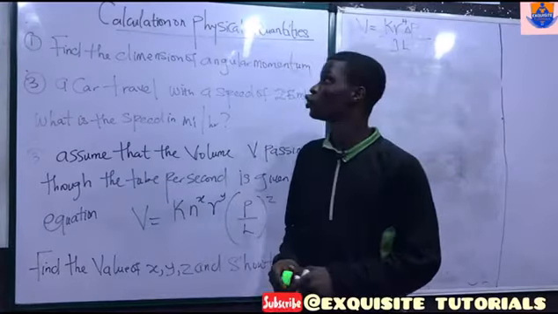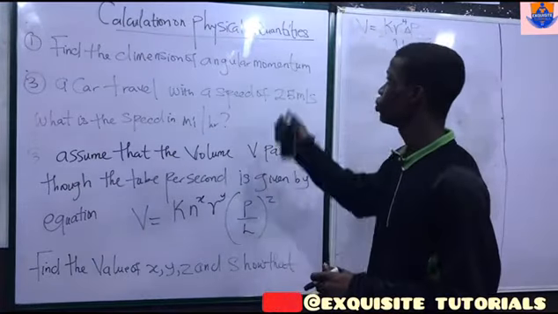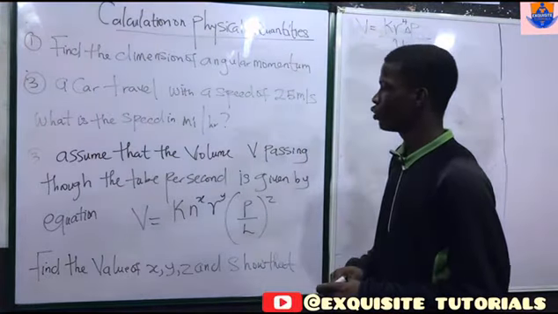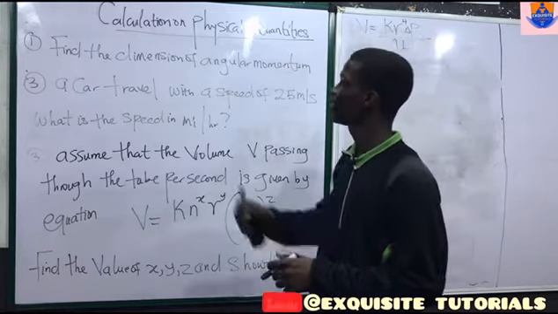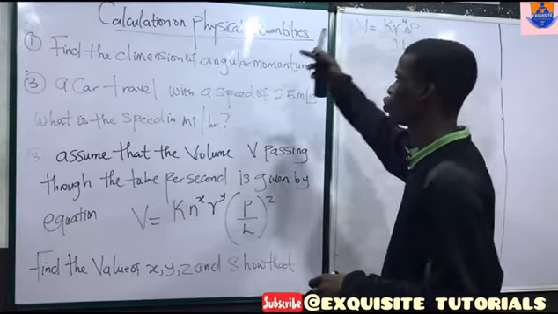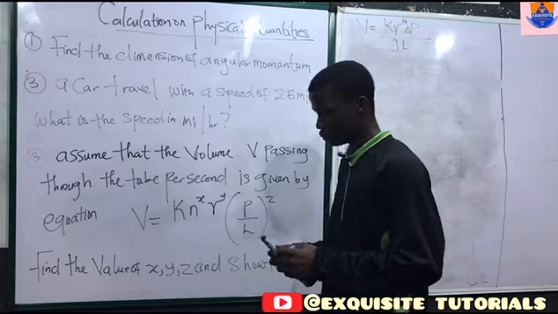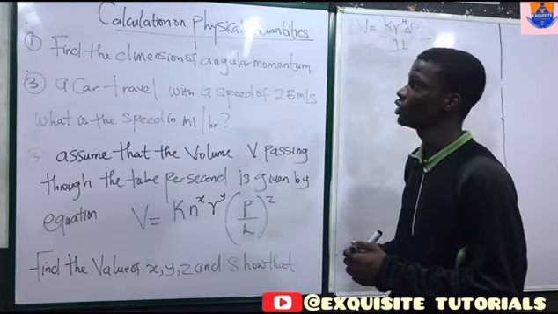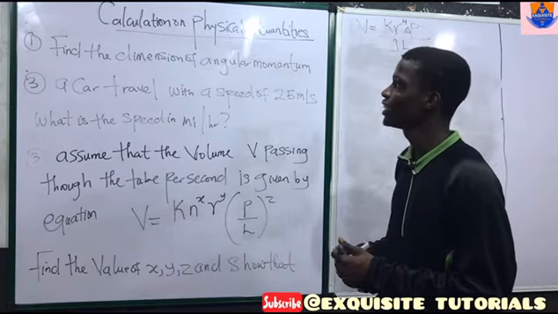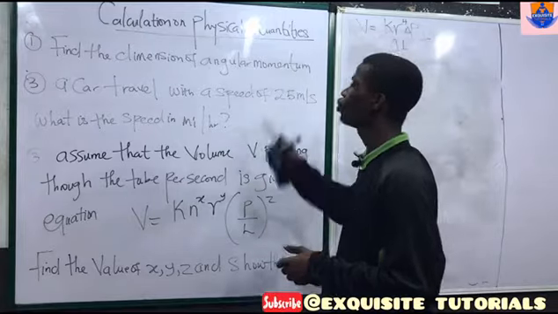Alright class, so we'll be continuing from where we stopped from the other video. So this is the calculation aspect for the physical quantity. The question said for the first one, we're told to calculate the dimension of angular momentum.